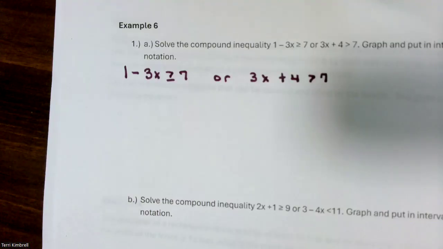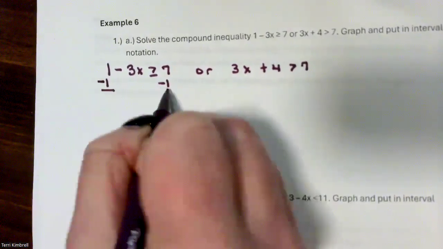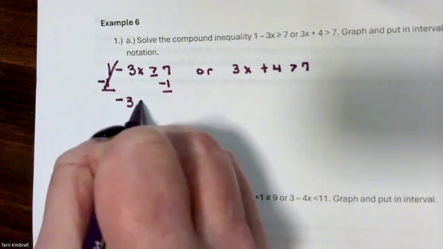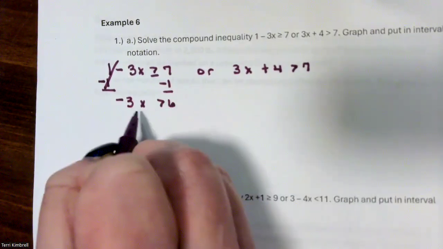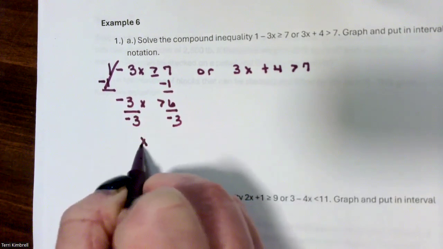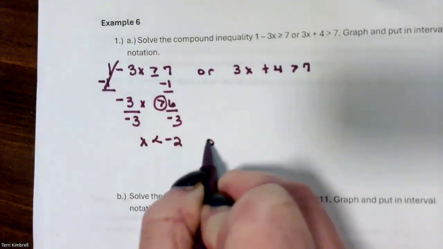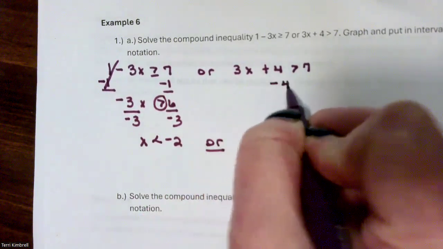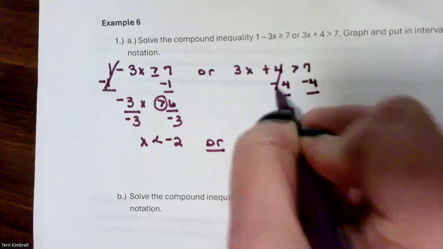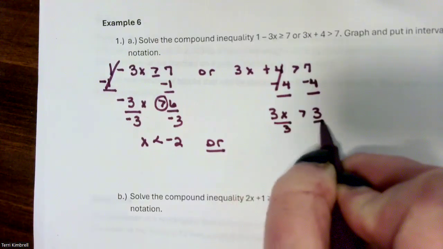Okay, so as you write this one, you're going to see a compound word or. So we're going to solve each of these first. Subtract 1. Divide by negative 3. That's going to cause me to flip the symbol. Go ahead and put or. Subtract 4. Divide by 3.